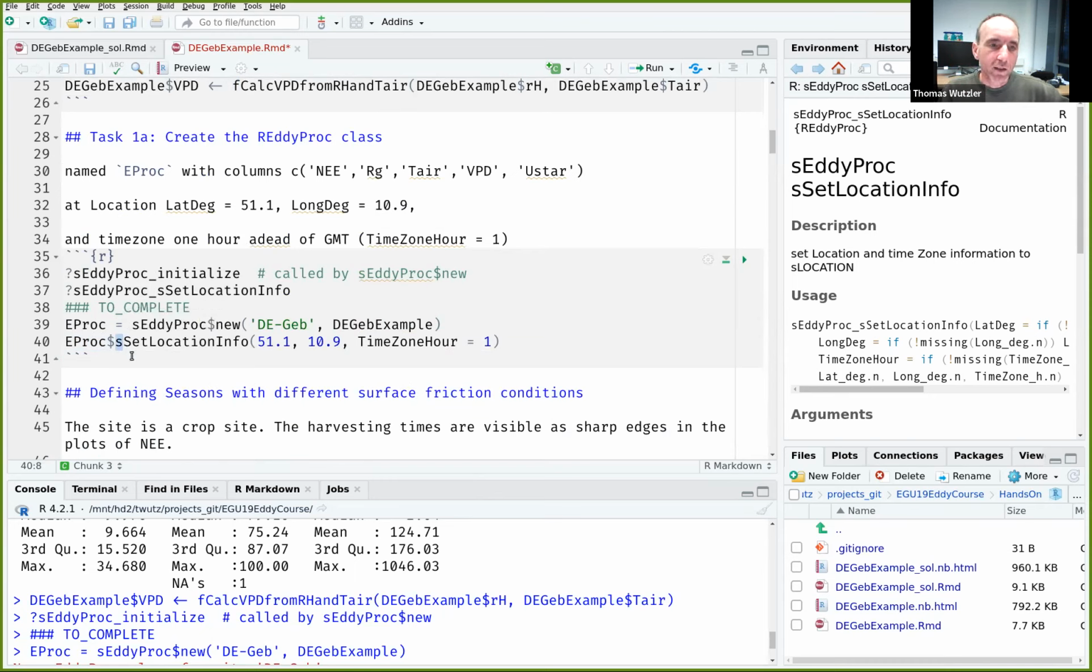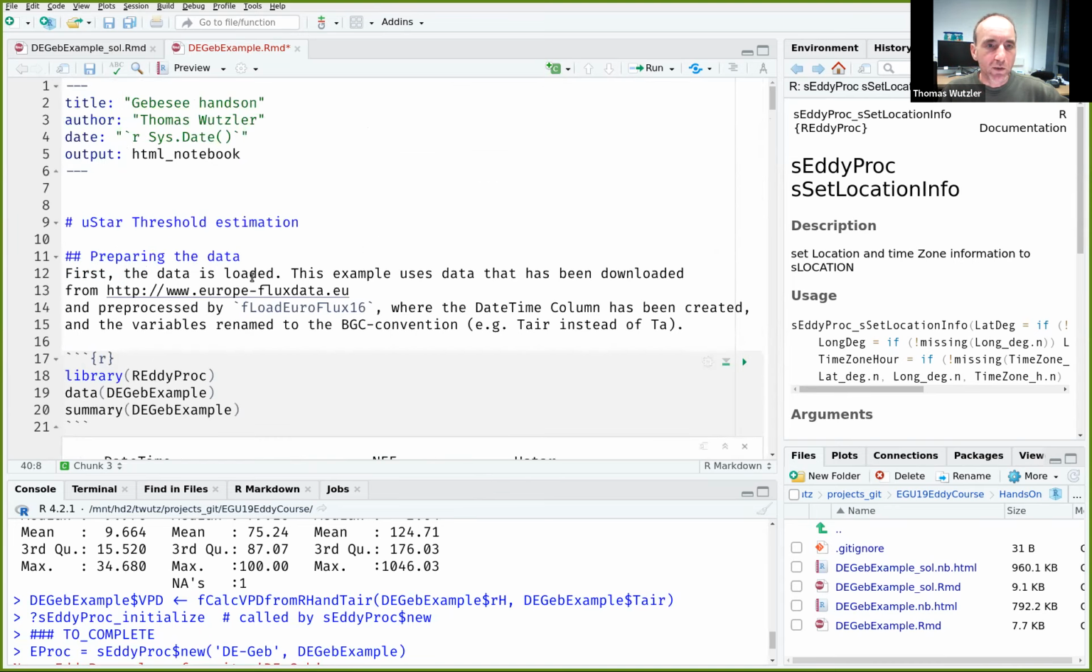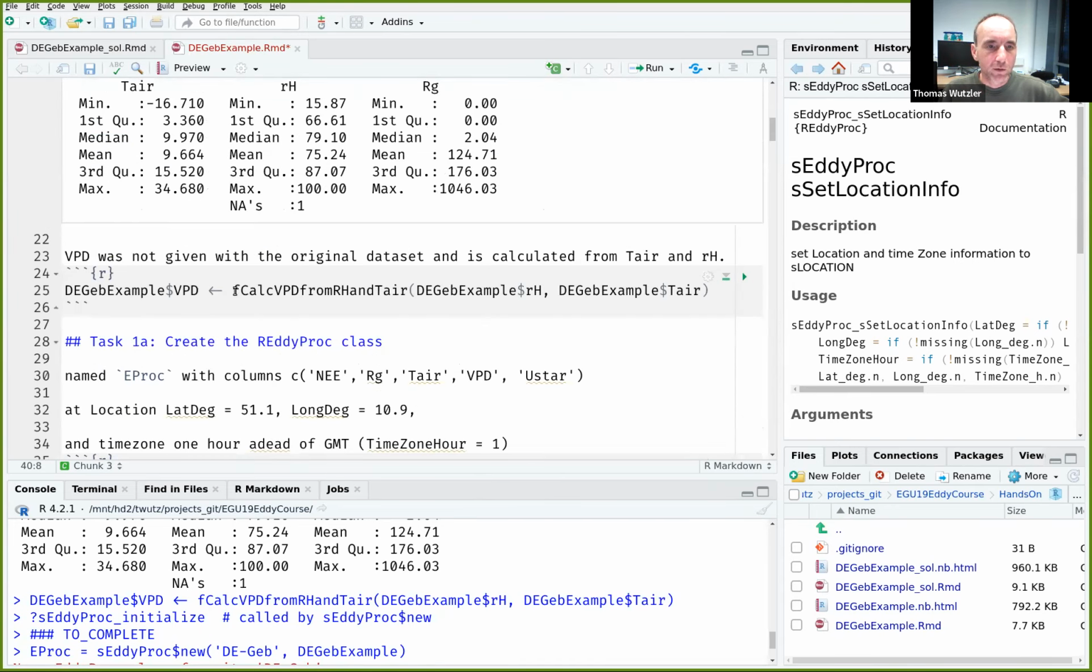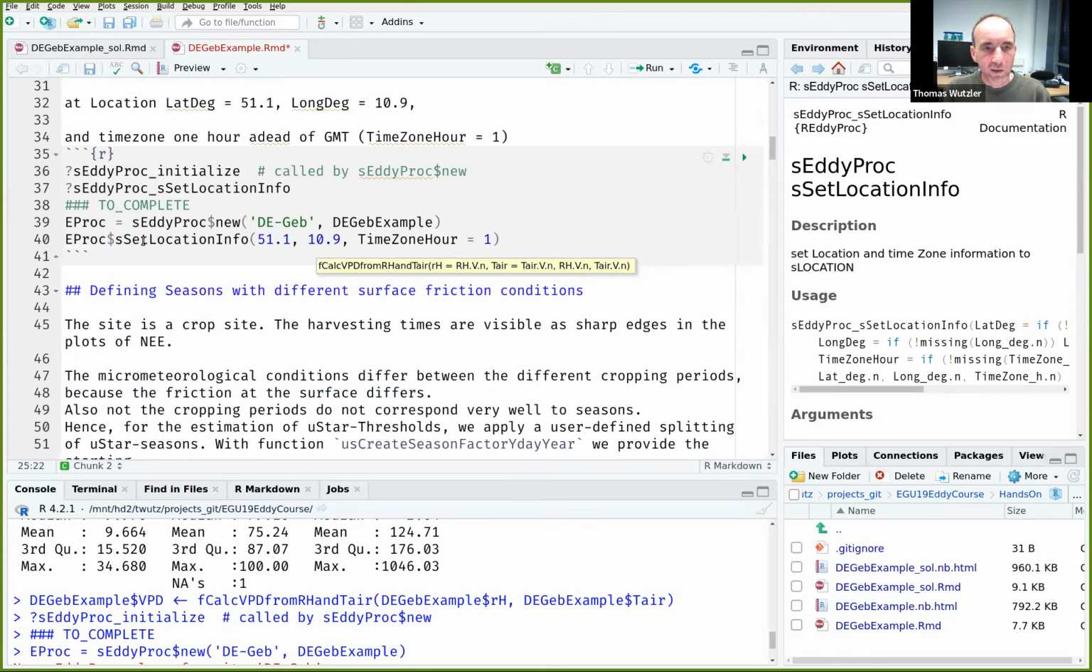So usually all the things that start with S are methods of the EddyProc class, and other things, especially the ones that start with F, are usual functions. But it has no effect in R. You could also call it T set location info, or only set location info. It's just a naming convention that marks that this is usually a thing that relates to the EddyProc class. You have this prepended by sEddyProc underscore in order to get the help.